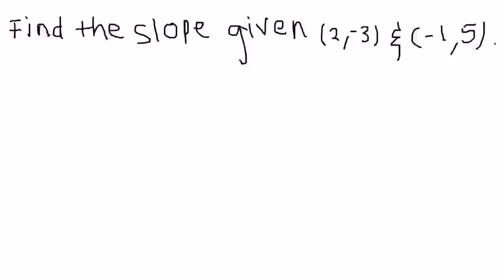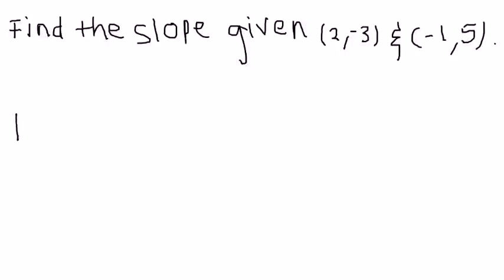Okay, so now that we know what slope is, we can actually find the slope using an equation from algebra. So let's say we have a problem like this. It says find the slope given the 2 points, (2, -3) and (-1, 5).